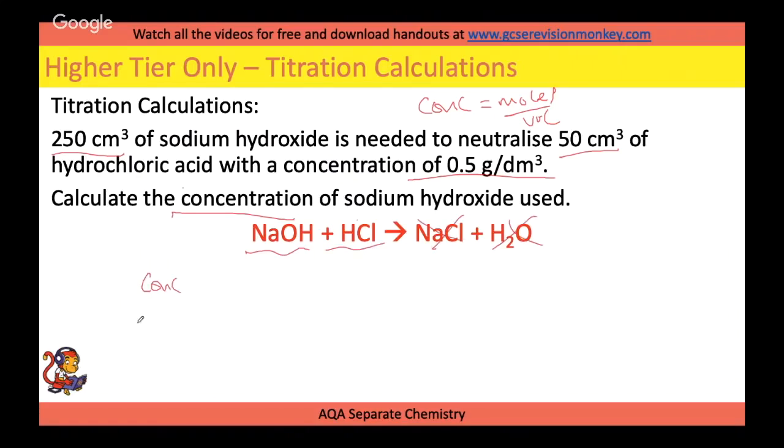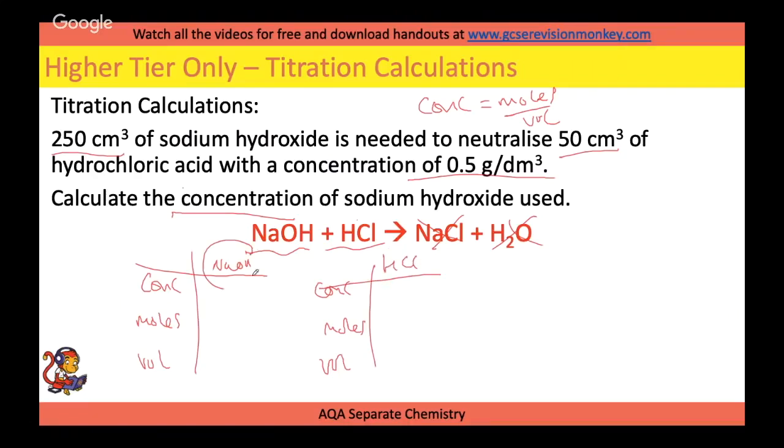So concentration, moles, volume for the alkali, NaOH, and concentration, moles, volume for the acid, HCl. Let's write down the information that we've got and look out for the banana skins. 250 centimetres cubed of sodium hydroxide, we need to divide that by 1,000. So our volume is 0.250 decimetres cubed. That's needed to neutralise 50 centimetres cubed. Again, let's convert that: 0.05 decimetres cubed of hydrochloric acid with a concentration of 0.5 grams per decimetre cubed.